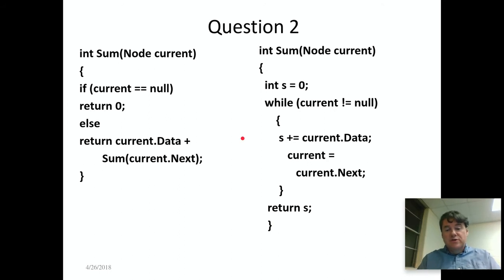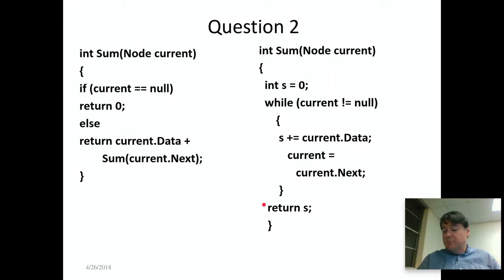They both work. There's nothing wrong about either one of them. They're both correct. And so same kind of idea. Sum is equal to 0, so you're calling s equals 0. While current is not equal to null, then you're going to add to the s the current data, and you're going to set current equal to current.next. And you're going to keep doing that while current is not null, and at the very end you're going to return s.